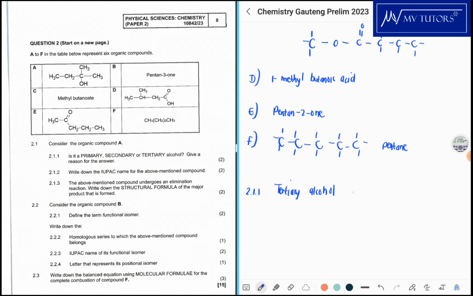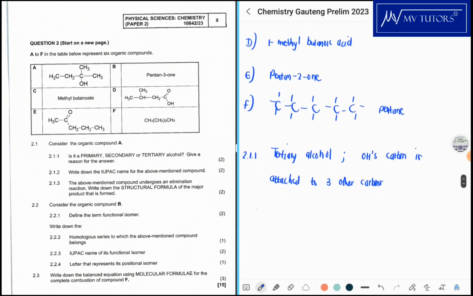And why is it a tertiary alcohol? Because OH's carbon is attached to 3 other carbons. Okay, 3 other carbons.